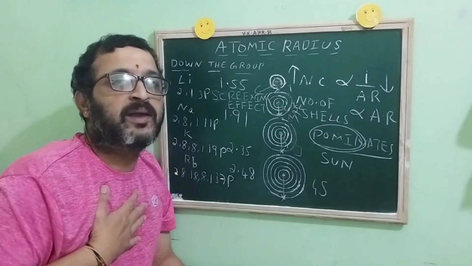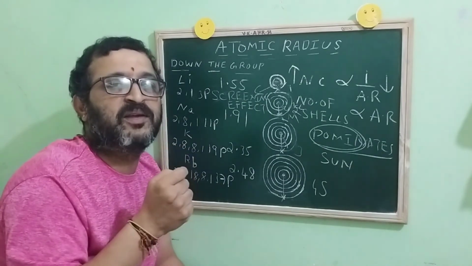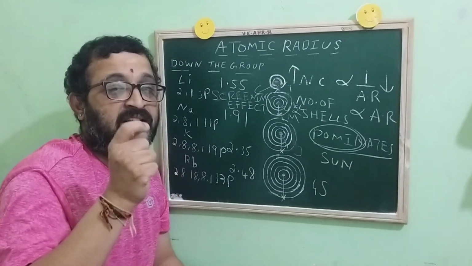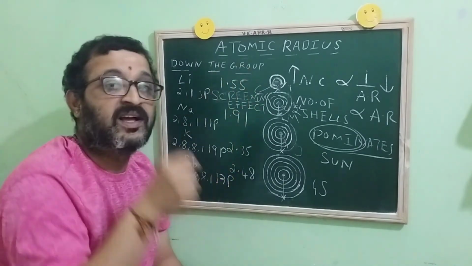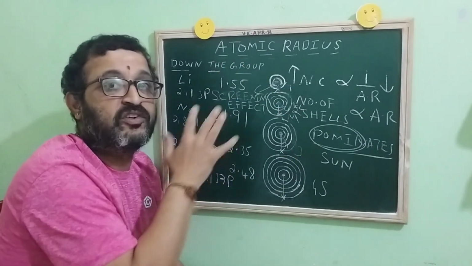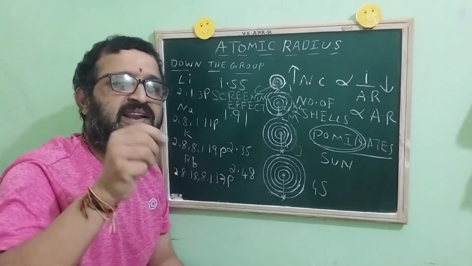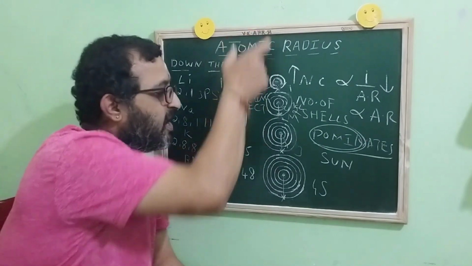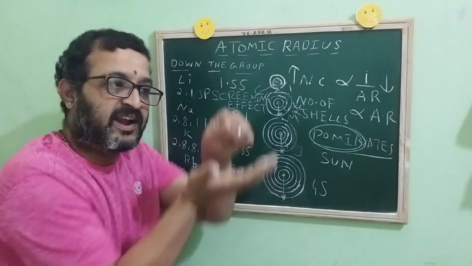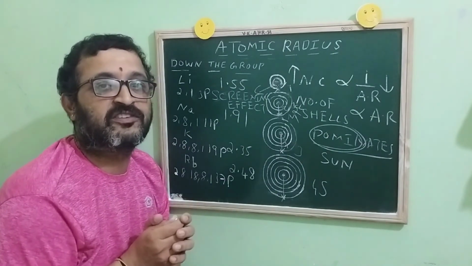Children, according to me, out of the 6 periodic properties, the most important periodic property is atomic radius. That too, the atomic radius when you go what? Down the group. If you have understood this concept thoroughly, then the rest of the chapter is very easy. Okay, children? So, conclusion is, down the group, the atomic radius is going to what? Increase. I hope you have understood this concept.